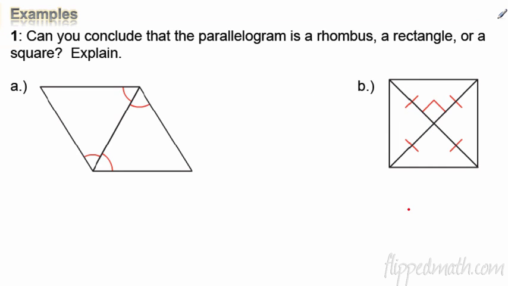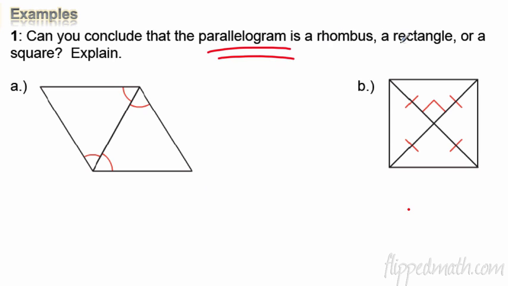All right, time for some examples. Can you conclude that a parallelogram is a rhombus, rectangle, or a square? So basically, look at the picture and let's figure out what it is. All right, so the first example, 1A here. What do we have? A nice little parallelogram. We already know that these are parallelograms, so the opposite sides are congruent and the opposite sides are parallel.